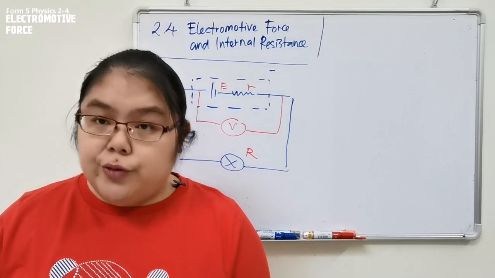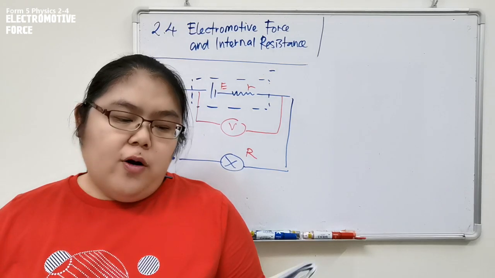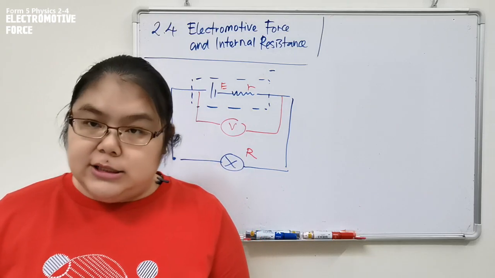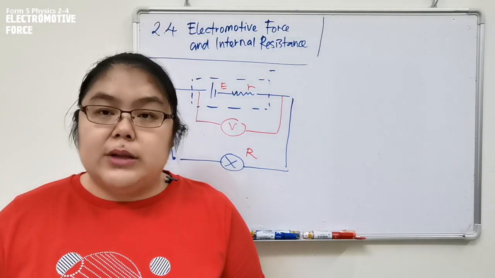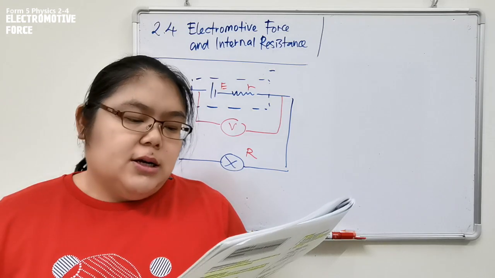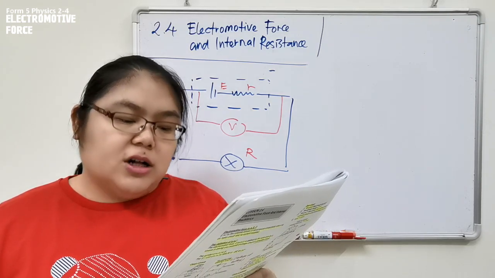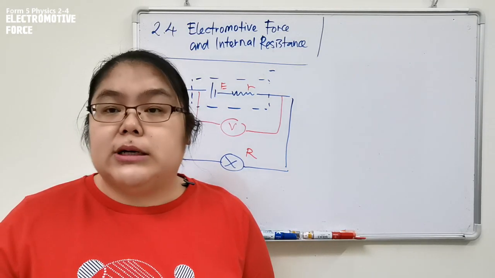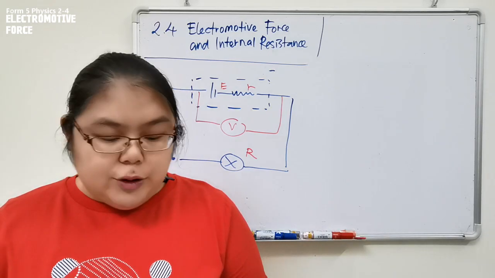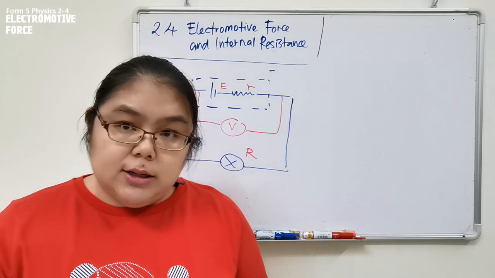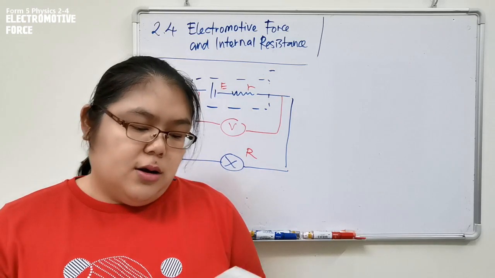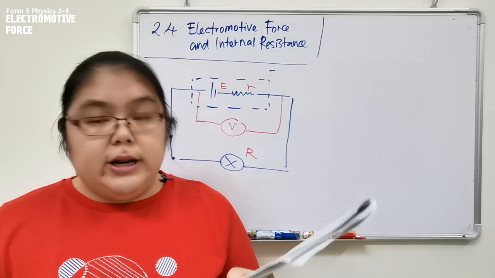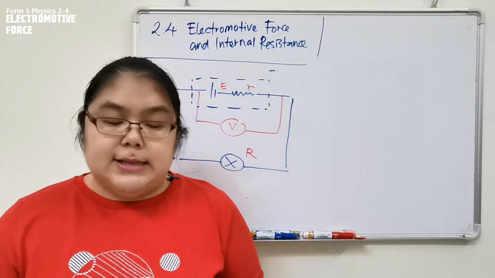Now we see number 3, the differences. For the EMF, the reference is the source of electrical energy. The source is the battery. For the potential difference, the reference is the electrical component in the circuit. Potential difference is just talking about the component, but the EMF is talking about the battery, the electrical energy from the battery. The next one, number 4: the voltmeter reading when there is an open circuit. That one is the EMF.